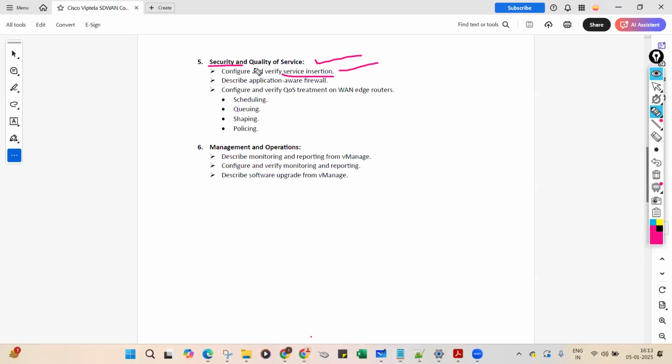Apart from that, we will also be discussing quality of service, in which we will cover scheduling, queuing, shaping, and policing. Application aware routing is also one of the important topics in the SD-WAN fabric. We will be discussing that as well.